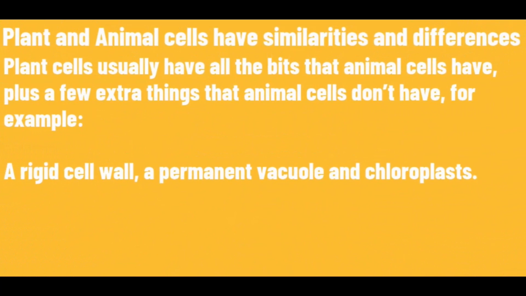Plant and animal cells have similarities and differences. Plant cells usually have all the bits that animal cells have, plus a few extra things that animal cells don't have. For example, a rigid cell wall, a permanent vacuole, and chloroplasts.